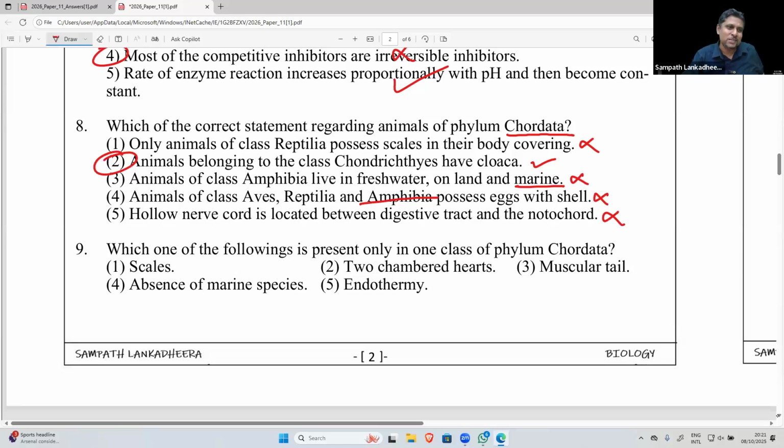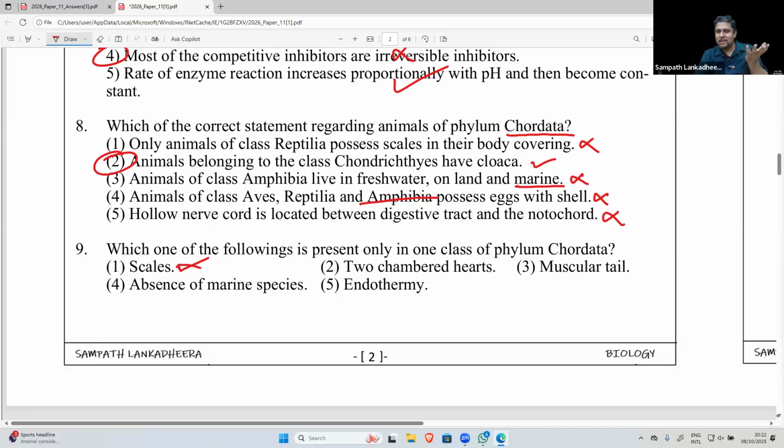Question number 9. Which of the following is present only in one class of phylum Chordata? Scales. Scales are present in more than one class: the fishes, amphibians, Aves and Reptilia.